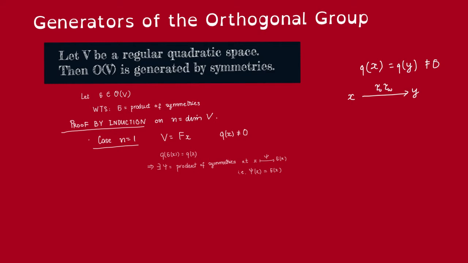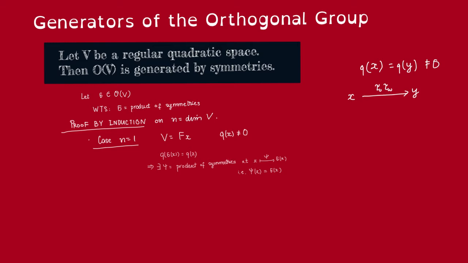So let's look at the case when the dimension of V is 1. So V is spanned by a single vector x. And note here that the norm of x must not be 0. Why is that? Because V is regular, and remember that means that the discriminant of V is non-zero. The discriminant of V, the matrix of V, just has one entry, right? It's just Q of x, so Q(x) must be non-zero.